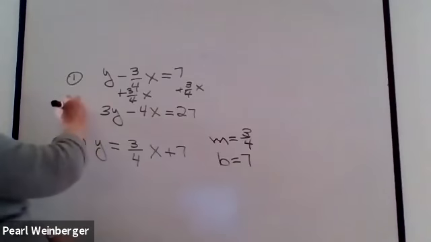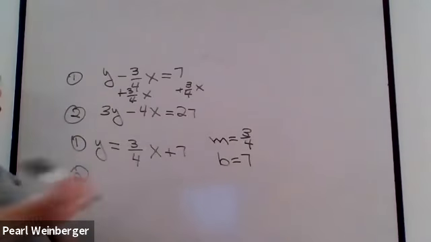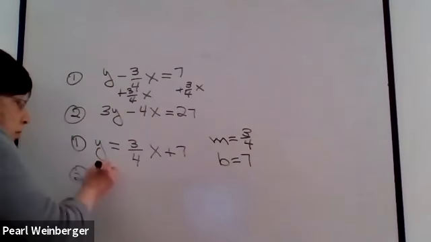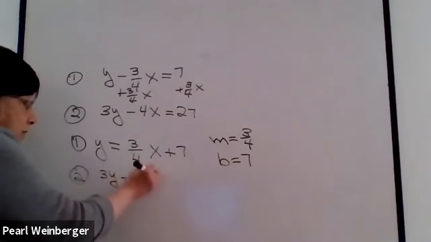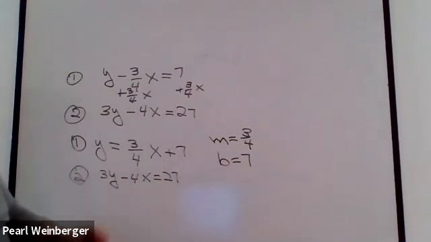Okay, now let's go to number 2. I have to put that in y equals mx plus b form as well. So here is my 3y minus 4x equals 27. And I want to get that with a y alone. So what should I do with that?